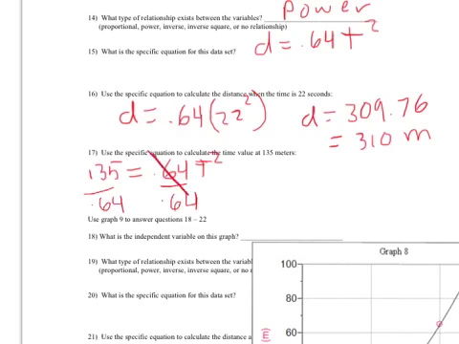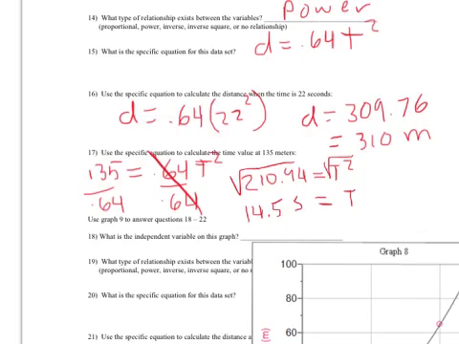So this just becomes a 1. And what that gives me then is that 135 divided by 0.64 equals 210.94 equals t squared. Now I have to undo what's being done to t. T is being squared. The opposite of squared is square root. So I'm going to take the square root of this, and the square root of that. And that's going to tell me that the value for t equals the square root of 210, and that is 14.5 seconds.